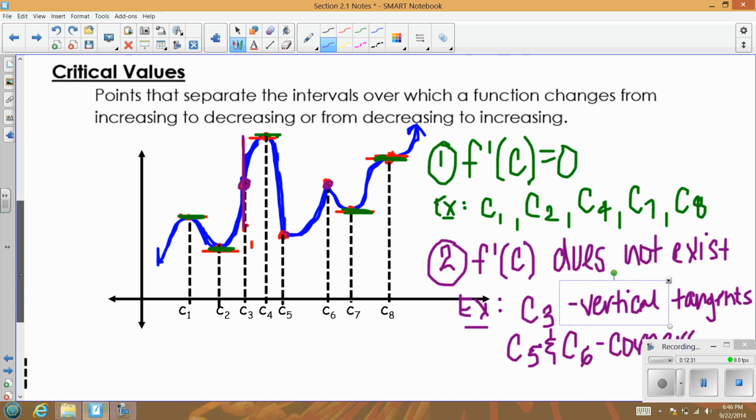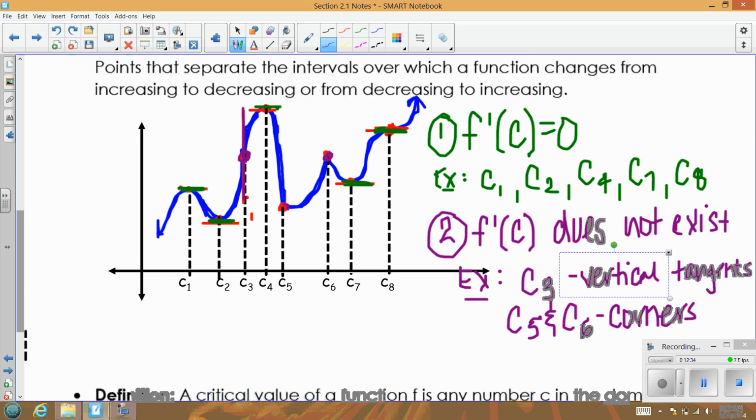So at these critical values, these are points that separate the intervals over which a function changes from increasing to decreasing or from decreasing to increasing. Now, it doesn't always have to change. The function doesn't always have to change from increasing to decreasing at these critical values, but these are the points that we have to check, because if a function is going to go from increasing to decreasing or decreasing to increasing, it's going to occur at these critical values. If you remember the last example, the two critical values were the maximum and the minimums.